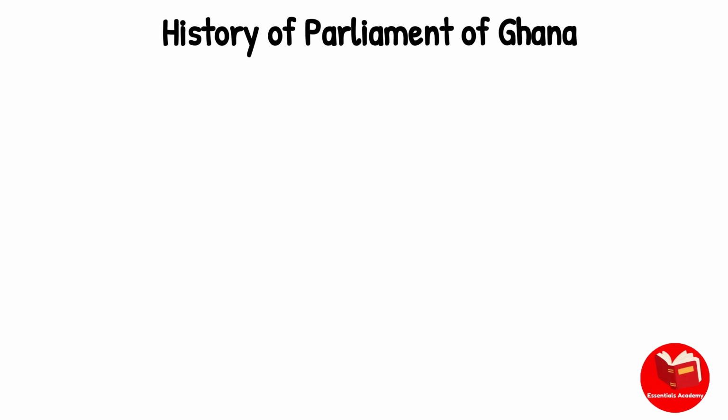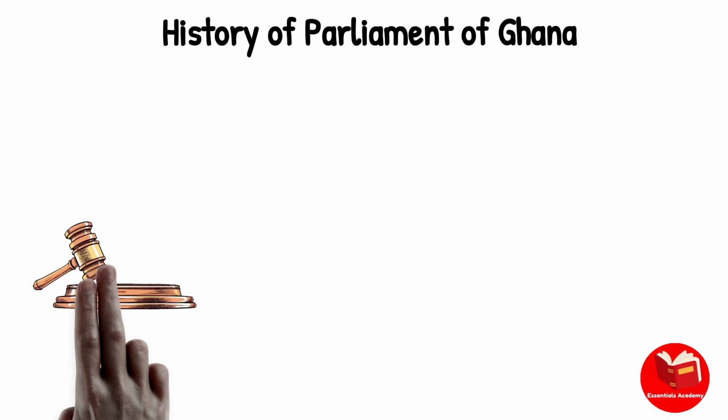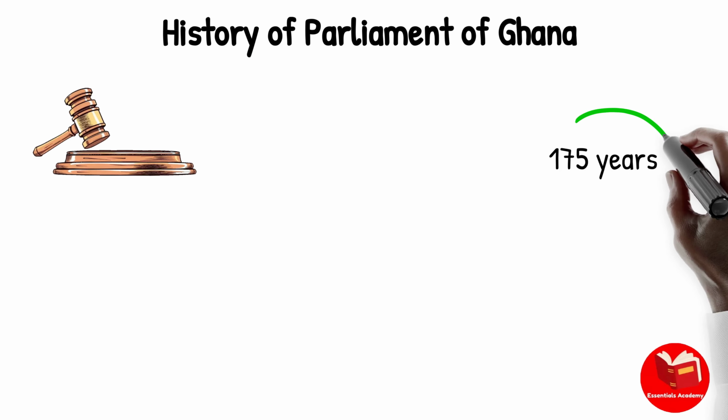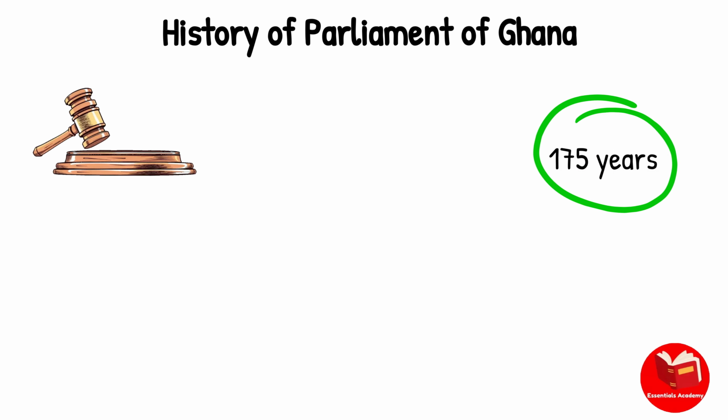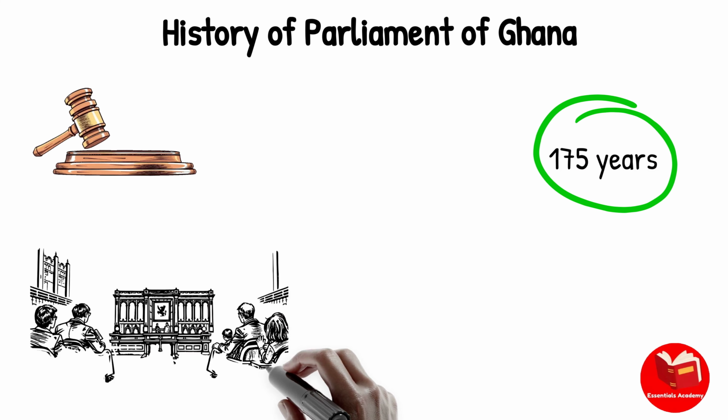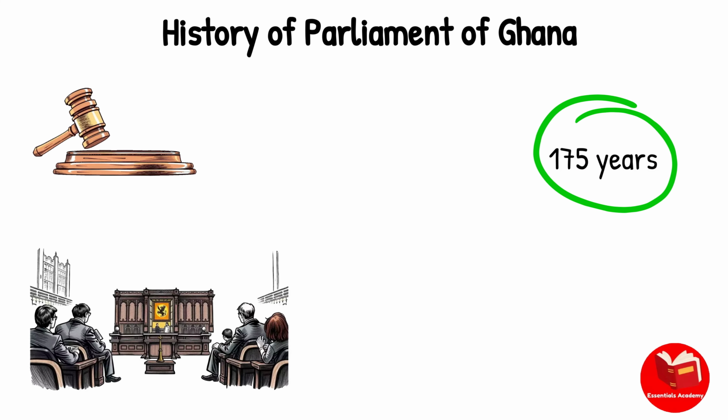Before we learn anything, let's get a bit of history about the evolution of the standing orders of the House of Parliament of Ghana. The standing orders of Ghana's parliament have evolved over nearly 175 years, shifting from colonial advisory rules to a robust framework for a modern democracy.